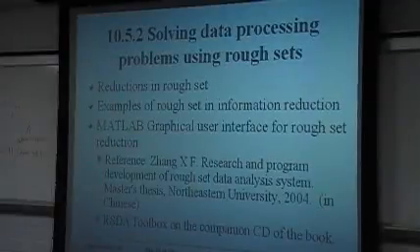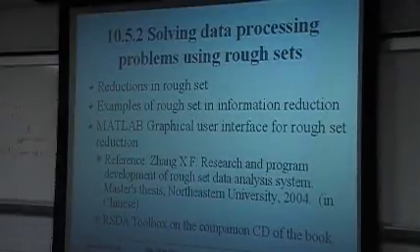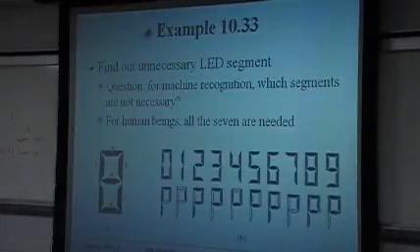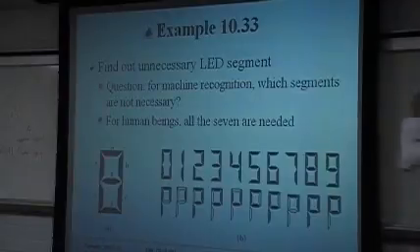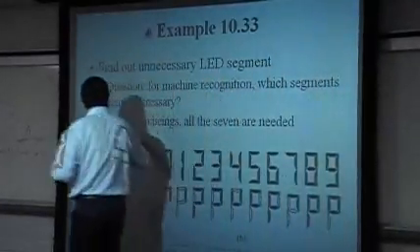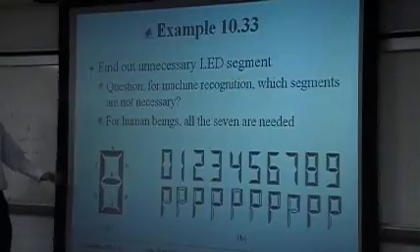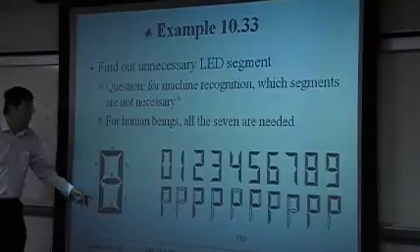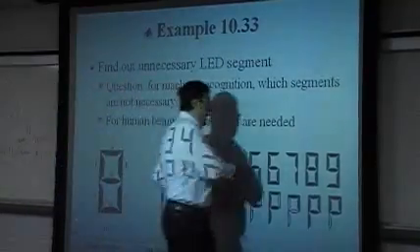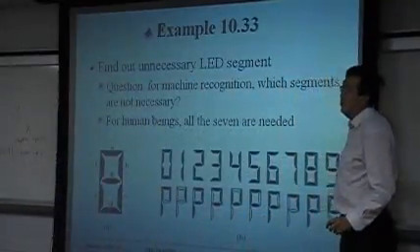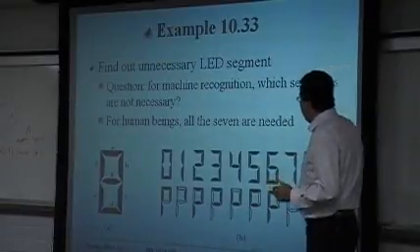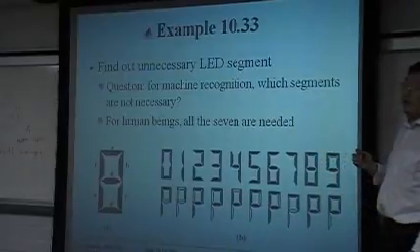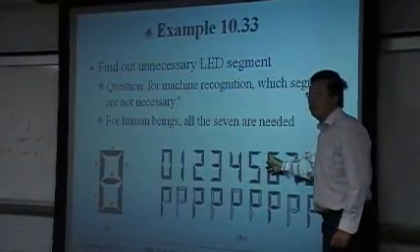So now let's consider an example, and I will show you how to perform information reduction. Let's go back to the LED problems. If we are trying to identify what number it will indicate by human beings, we have to use all the 7 segments. If we have one of the segments missing, then we may not be able to tell exactly what it is by human beings.